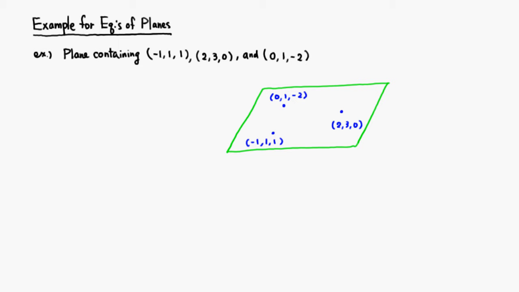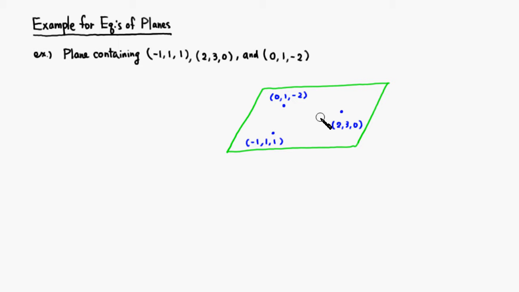Alright, let's look at an example for equations of planes. Let's find an equation of a plane containing 3 points: (-1, 1, 1), (2, 3, 0), and (0, 1, -2). I already drew a ballpark picture of the plane and the 3 points.